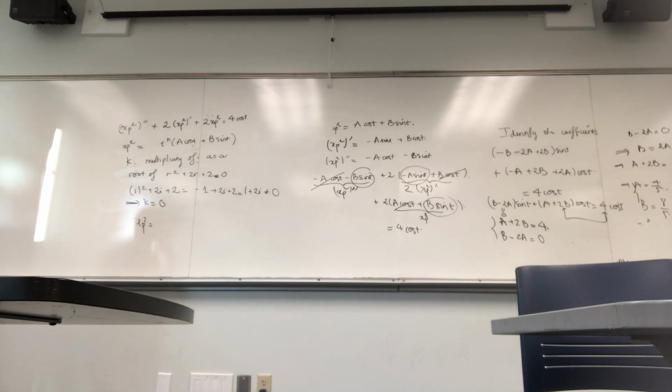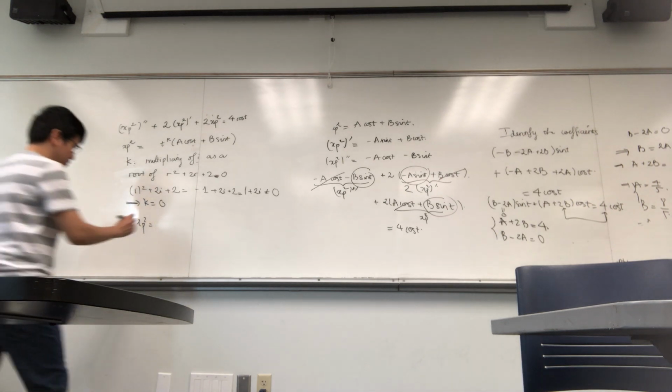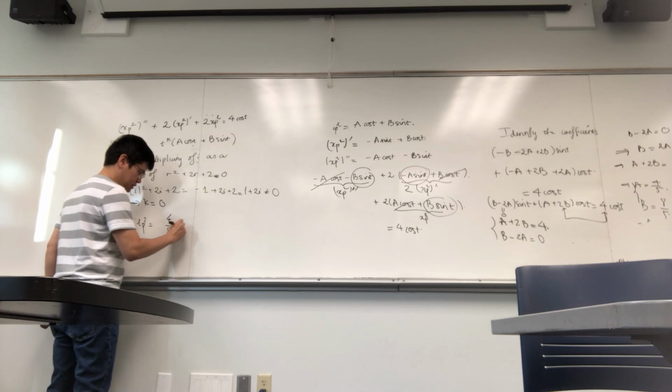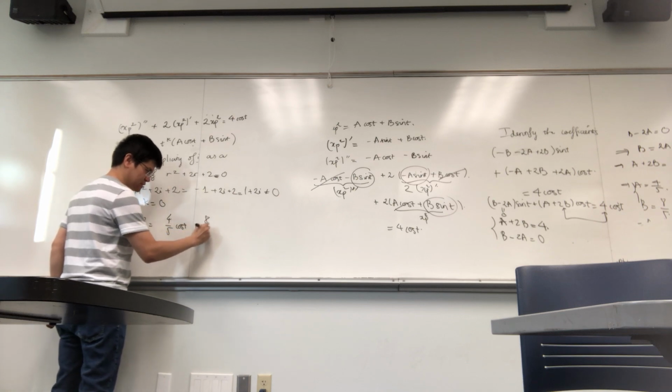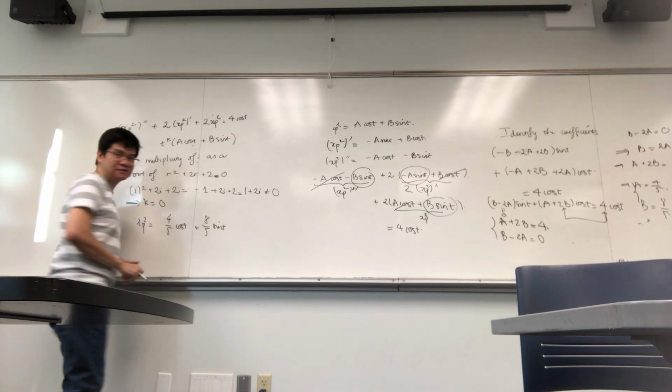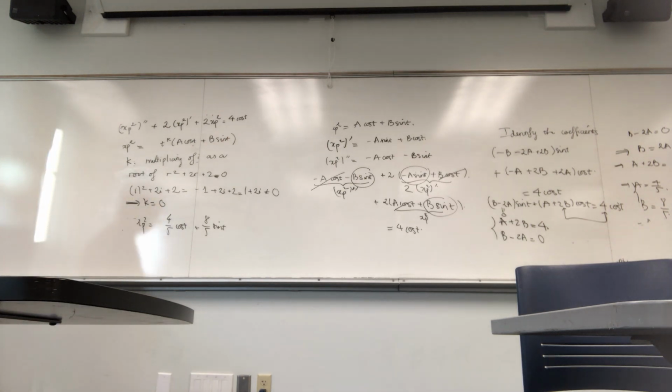4 over 5 cosine t plus 8 over 5 sine t. So xp2 is 4 over 5 cosine t and 8 over 5 sine t. Questions?